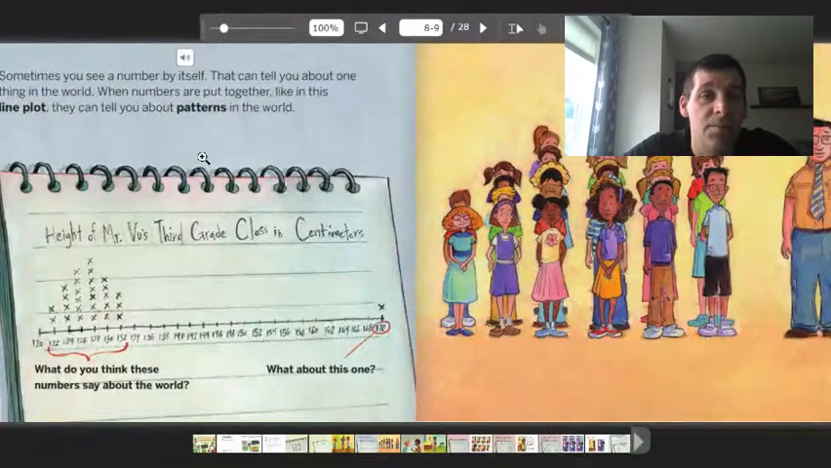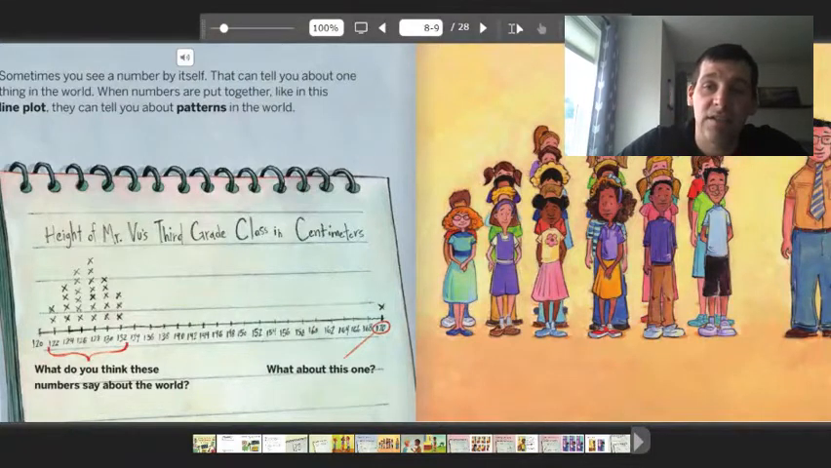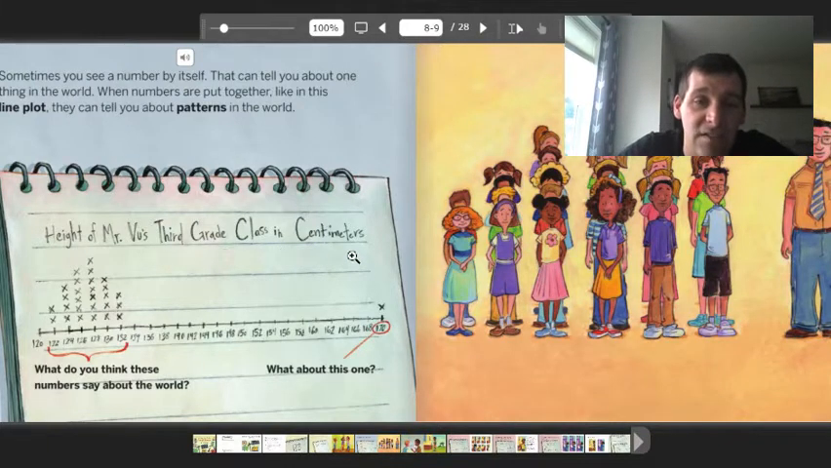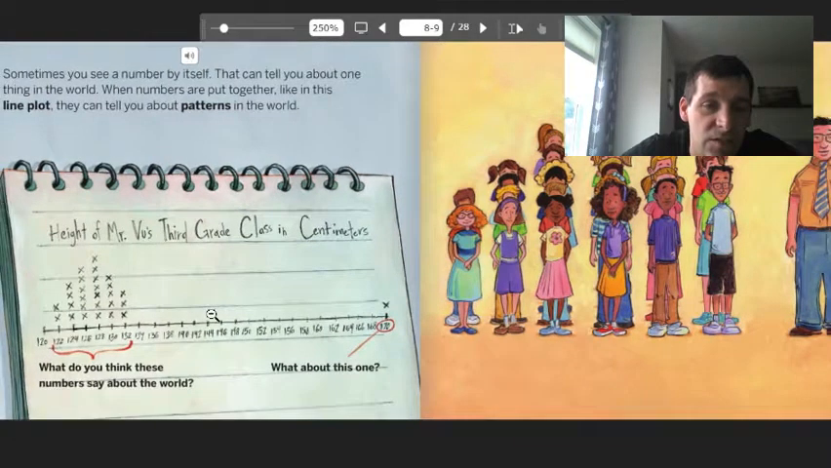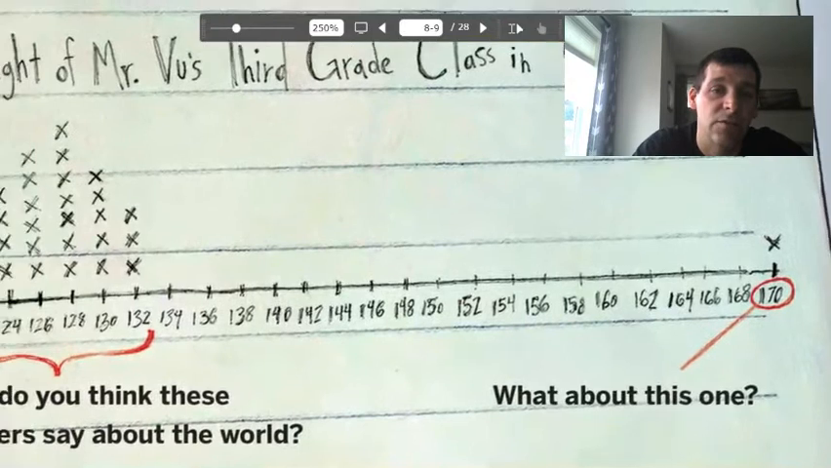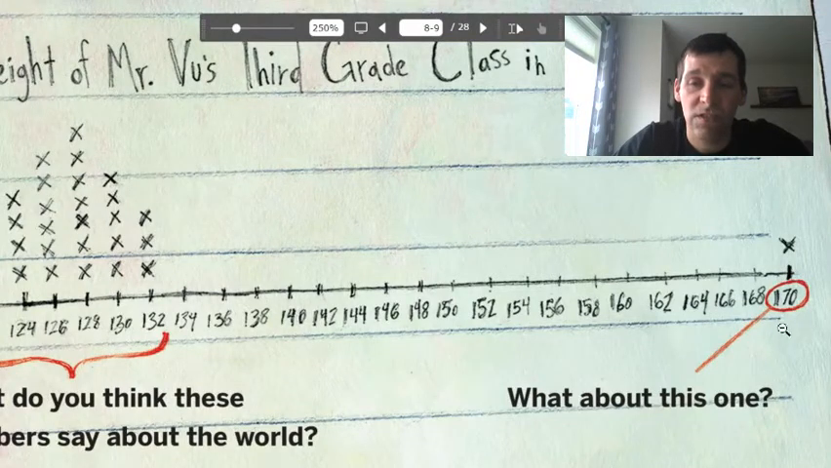Sometimes you see a number by itself. That can tell you about one thing in the world. When numbers are put together, like in this line plot, they can tell you about patterns in the world. So here on the right-hand side, I see kids and I see what looks like a teacher. It says height of Mr. Vu's third grade class in centimeters. Look at all these numbers here, and then I have these over here. If I zoom in just a hair, moving over, what do you think these numbers say about the world on the left-hand side? And what about this one over here? What do you think this whole plot of numbers is?